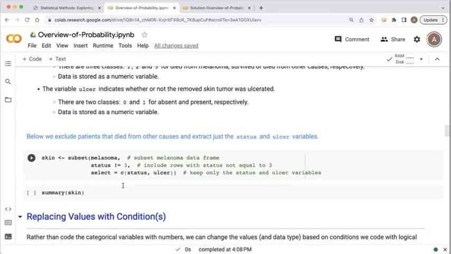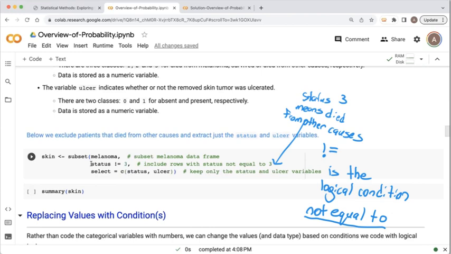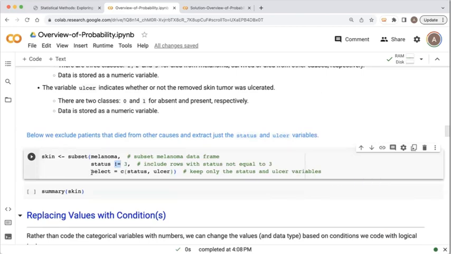The first thing we're going to do is pull off the data we're interested in. There were some people in this study that died from other causes, and their status was therefore coded as 3. So we are going to keep only the observations in the melanoma data set that had status not equal to 3. That's what this exclamation point equal sign means. Essentially, that's going to keep status 1 and 2, which were the people that died from melanoma or survived. The two variables that we're going to keep are the status variable and the ulcer variable. We don't need the rest of them.